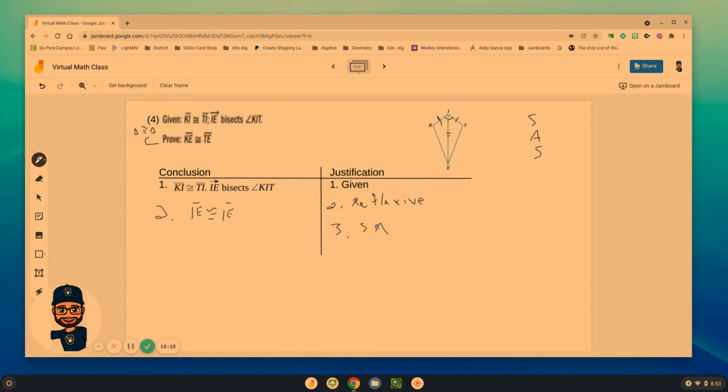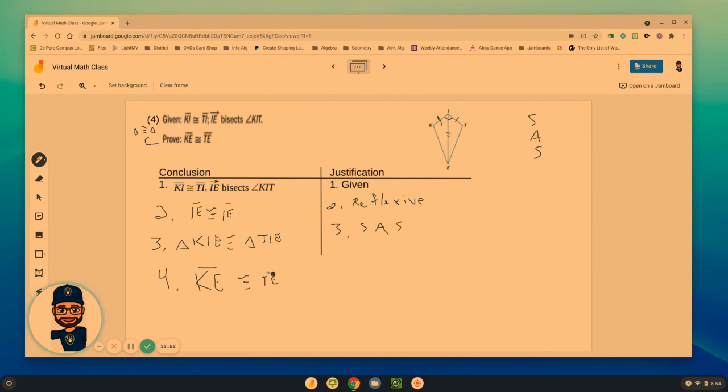Side to an angle to a side, which allows me to say that those two triangles are congruent. Triangle KIE is congruent to triangle TIE. We are allowed to say the triangles are congruent because we showed SAS was happening. And once we have showed that the two triangles are congruent, that was the step before, we can say that their parts are congruent. Or in this case, the part KE is congruent to the part TE.